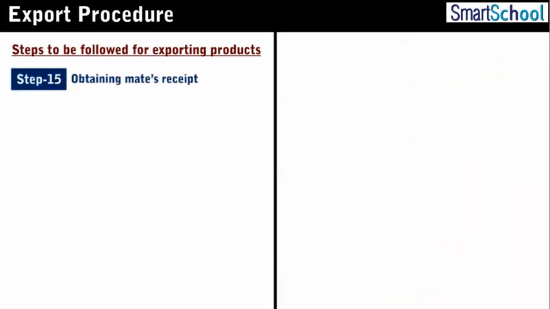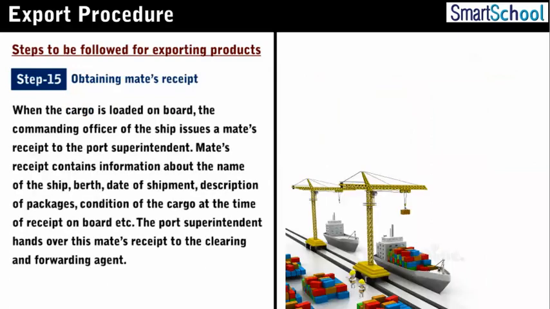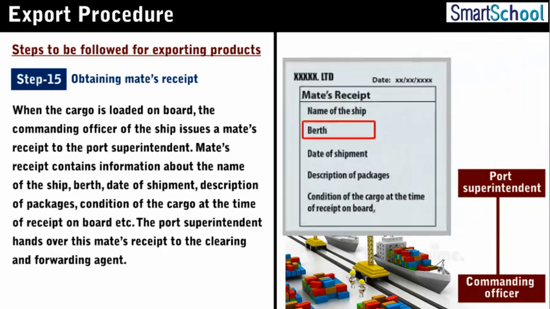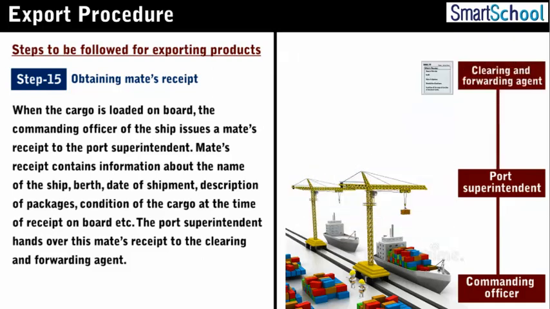Obtaining mate's receipt. In this step, when the cargo is loaded on board, the commanding officer of the ship issues a mate's receipt to the port superintendent. Mate's receipt contains information about the name of the ship, berth, date of shipment, description of packages, condition of the cargo at the time of receipt on board, etc. The port superintendent hands over this mate's receipt to the clearing and forwarding agent.